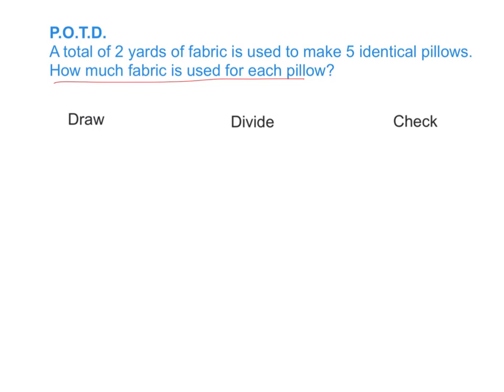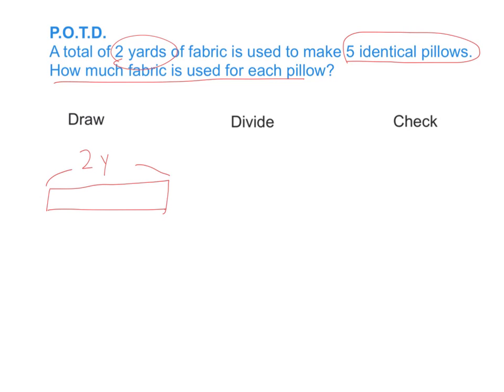Roni, what important information do we need? A total of 2 yards. Okay, there's 2 yards of fabric altogether. And 5 identical pillows. Good. So let's start by drawing a picture. We can draw a tape diagram. And how much fabric do we have altogether? 2 yards. So we'll go ahead and label that whole thing 2 yards.